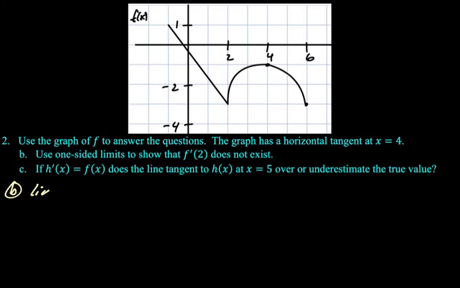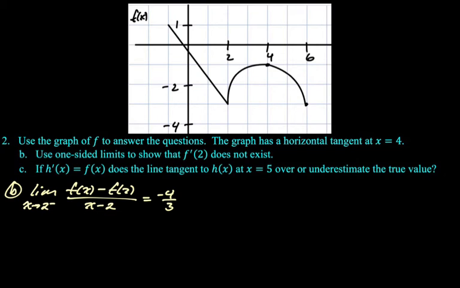So in particular, I'm going to do the limit as x approaches 2 from the left of f of x minus f of 2 over x minus 2. That's the slope of the curve when you're to the left of 2. Looking at the graph, we already know the slope of the curve to the left of 2 is negative 4/3, so that's definitely negative 4/3.